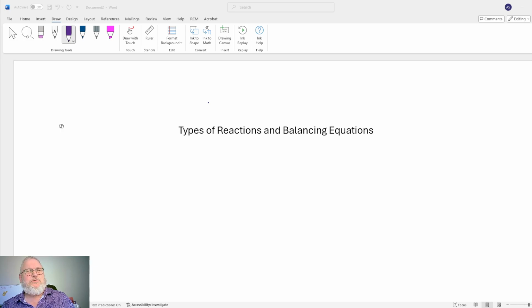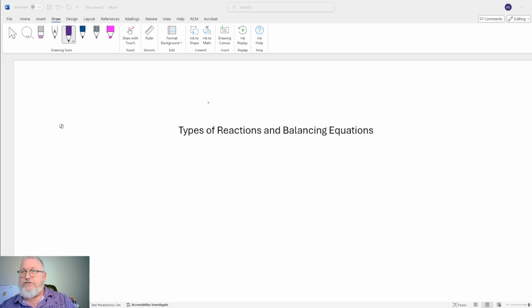And this is just a review on types of reactions and balancing equations, just to get to the basics here, right? So let's talk first about balancing equations. Why are we trying to balance equations? We're trying to meet the law of conservation of mass, right? And so what we're trying to do is get the same number of atoms on the left hand side of the equation as the same number of atoms on the right hand side. That's really all we're doing.